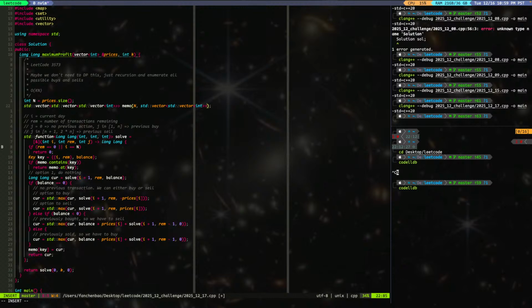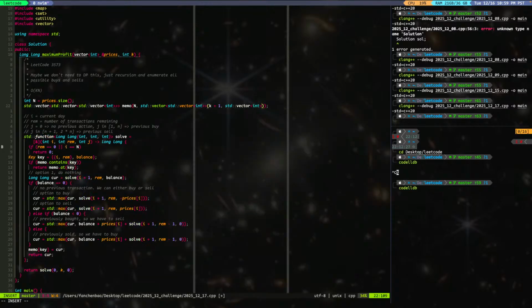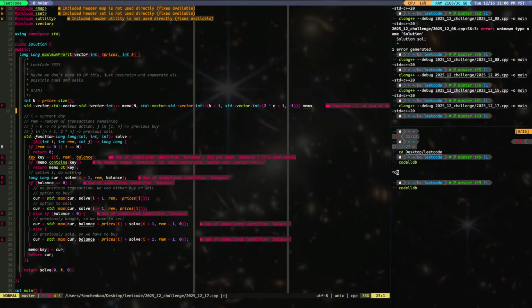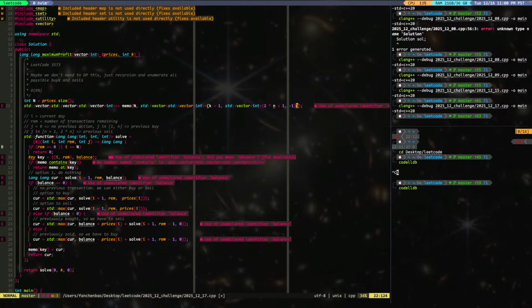Right, and this is going to be k plus 1, and the last level is going to be 2 times n plus 1 and negative 1. So this is your memo. Dear me, I think that was not right. Oh, I already have the memo. Have this, have this. I don't have n, and it should be this one. Okay, so yeah, this is your memo.